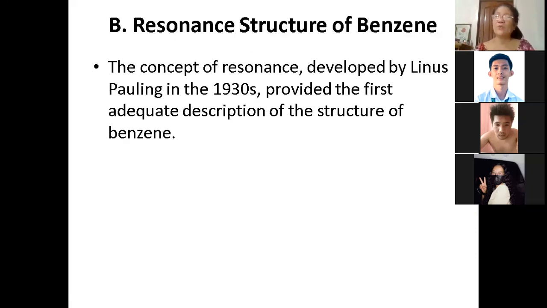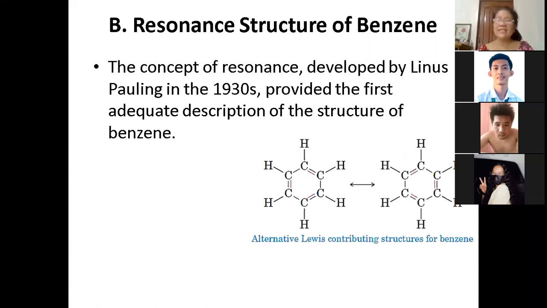So the concept of resonance was developed by Linus Pauling. That was during the 1930s, which provided an exact description of benzene. So benzene could have this because, as I have said, it has alternate carbon. So kung ani ang carbon, tapos single, double, single, double, single, double. Or we can have it, double, single, double, single, double. Kaya alternate man. Meaning, what does it mean? This one is a resonance.